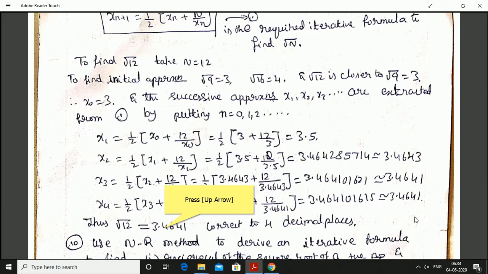x4 = 1/2 (x3 + 12/x3). Substitute the x3 value and simplify it. It comes out as 3.4641. Look at this, x3 and x4 are identical, corrected to 4 decimal places. Hence, the square root of 12 is equal to 3.4641. That is the required answer. I hope you understand this.